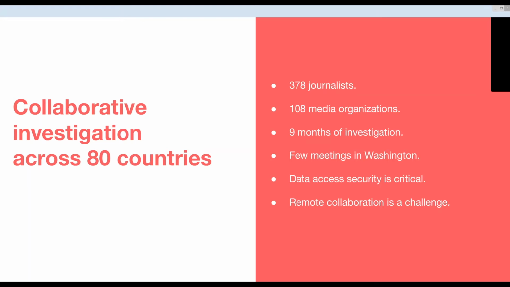And throughout all this process, there were two big challenges. The first one was security, and the ICIJ folks needed a way to give people around the world the ability to access the data, but in a secure way. And the second challenge was collaboration across a distributed workforce.